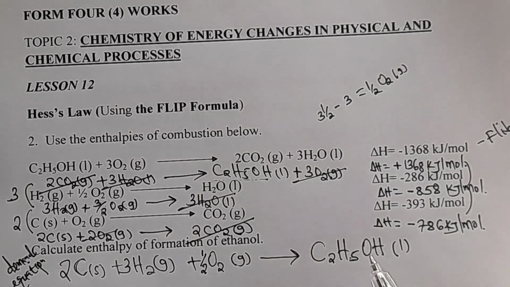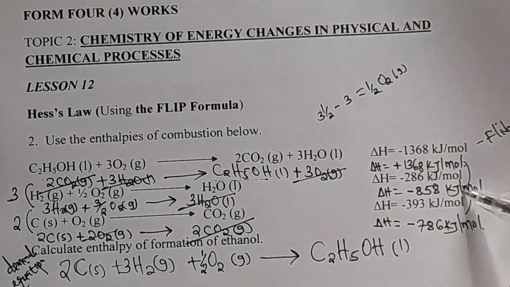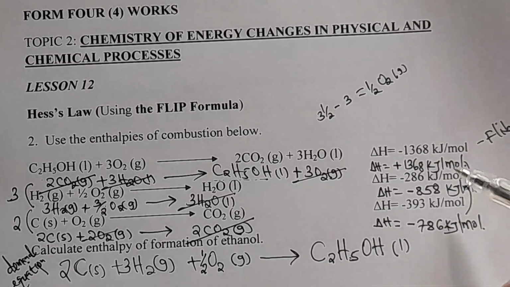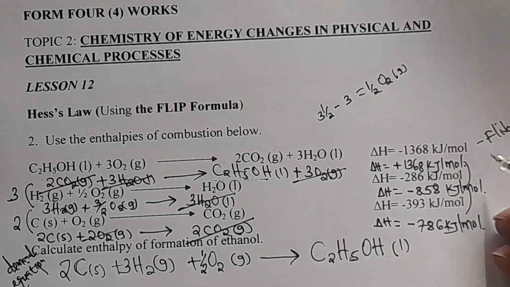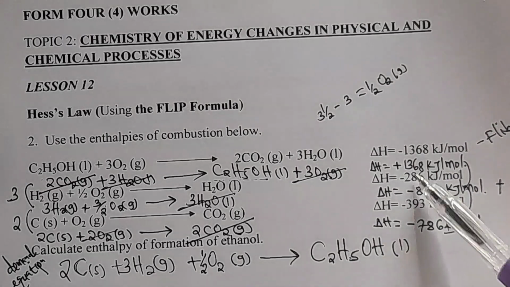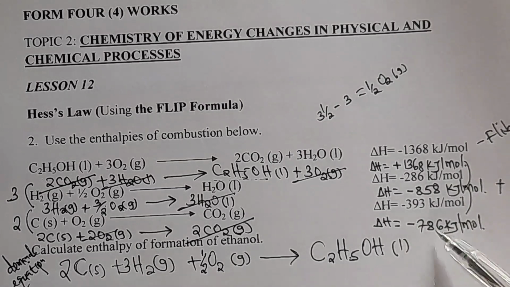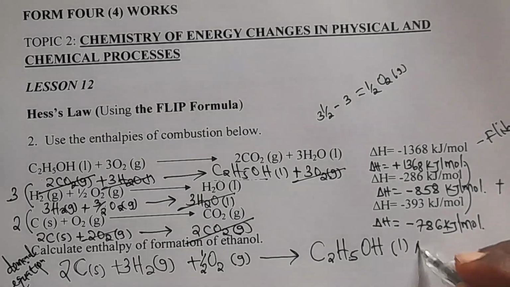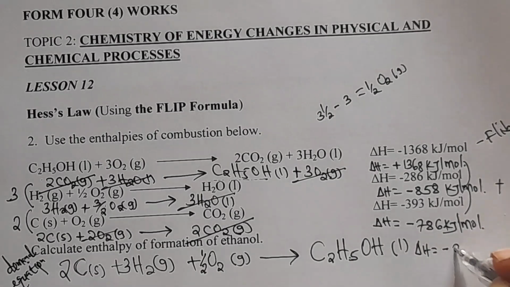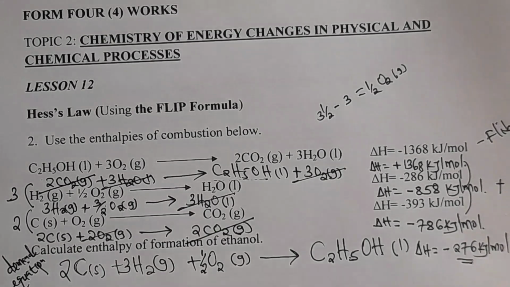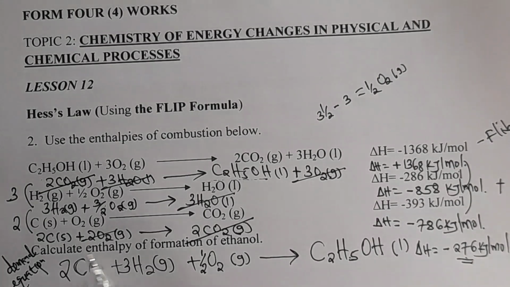Okay, so we have the ethanol here. That means the last step, you are supposed to add what you have gotten from these 3 equations. After doing the flip formula, you are supposed to add these 3. So you take positive 1368 kilojoules per mole, then you add negative 858, then you add negative 786. The enthalpy change that you are going to get will be negative 276 kilojoules per mole. So what you have gotten here will be the standard enthalpy of formation of ethanol. And that's the question that we asked: calculate the enthalpy of formation of ethanol. That's the end.